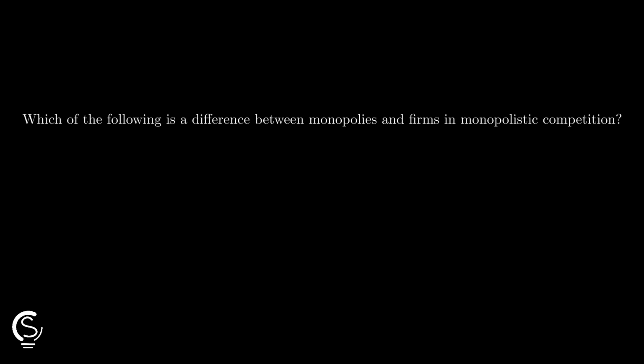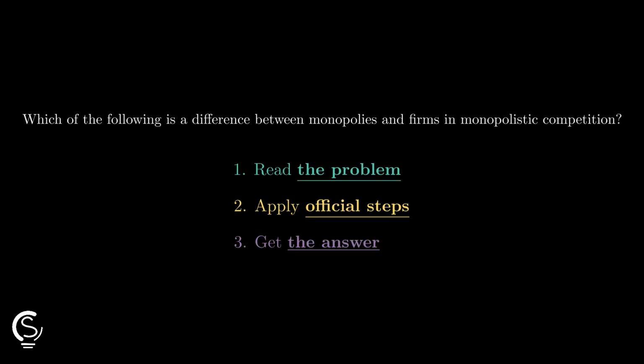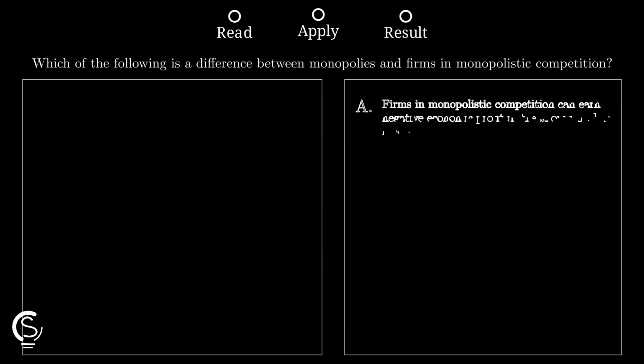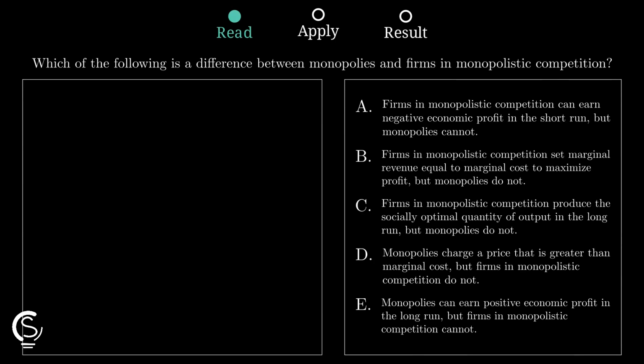Monopolies versus monopolistic competition trips people up fast. But watch this quick check and you can spot the one true difference without overthinking every choice. Start by testing the general rules. Both monopolies and monopolistically competitive firms maximize profit where marginal revenue equals marginal cost. So choice B cannot be the difference.